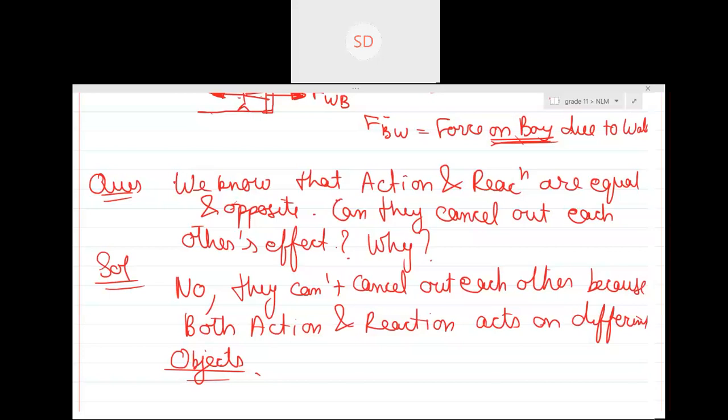Lots of examples are there. If you pull the trigger of a gun, then the bullet goes out, right? The bullet, initially at rest, is now going out. That implies the gun has applied a certain force on the bullet. Yes or no? That is why the gun moves in the backward direction because of recoil. We call it recoil.